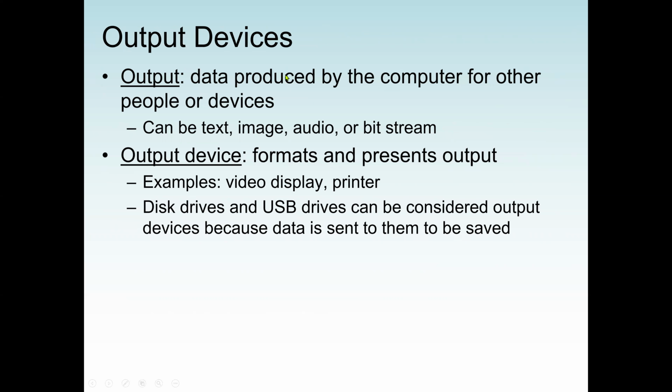An output device is any device that makes it possible to display the result from the computer, such as the monitor or the printer. Output is the data produced by the computer, or the result for other people or devices. This output can be a text message, an image, audio, or a bit stream. Again, a very good example of an output device can be a printer or a video display, such as a monitor.